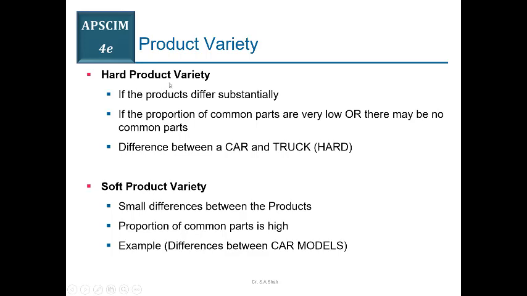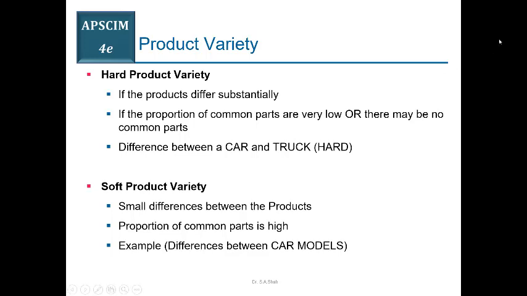सो हार्ड प्रोडक्ट वैरायटी को जब आप देखते हैं, तो if the products differ substantially, हायर डिफरेंसेस मीन्स if the proportion of the common parts in between two components, in between two products are very low, इसको स्टैंडर्डाइजेशन कहते हैं. So if the level of standardization is low, so उसको hard product variation आप कहेंगे. Level of standardization means यानी जो standard components हैं, जो common components हैं, उनकी रेशो क्या है दो products में.